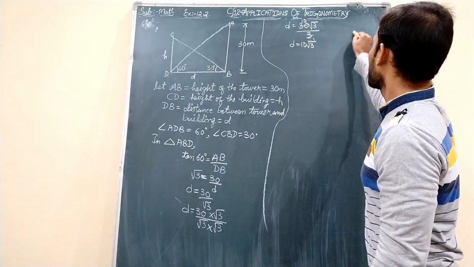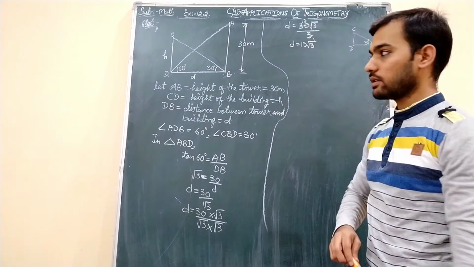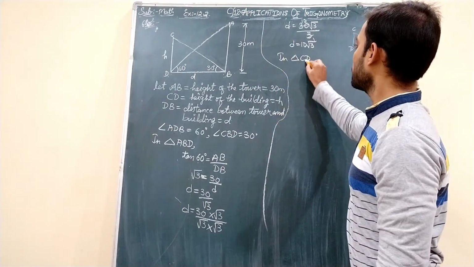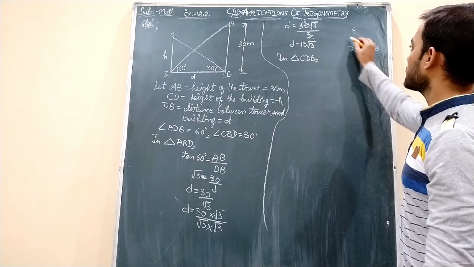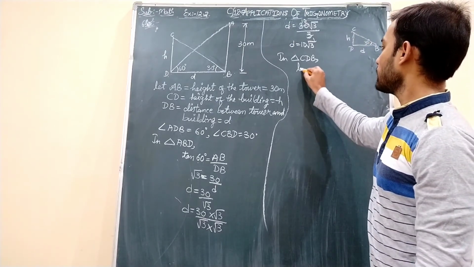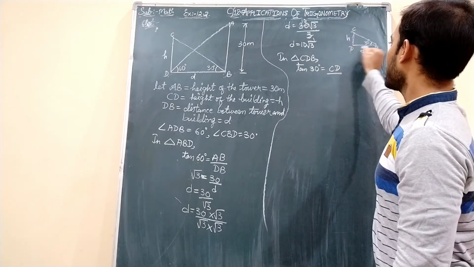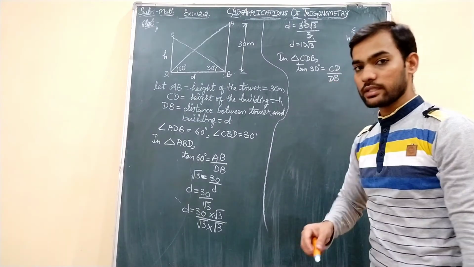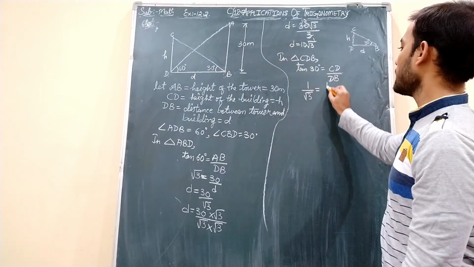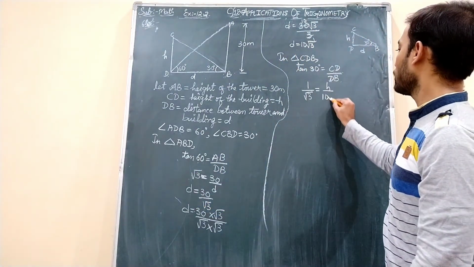Triangle CDB. In this triangle, here it is 30 degree. Okay, students? CDB we are taking. In triangle CDB, again opposite and adjacent because this is H, this is D. Okay, students? So tan ratio, tan 30 degree equals opposite CD by adjacent DB. Right, students? The value of tan 30 is 1 by root 3, students. CD is H and DB is D that we got just now, 10 root 3.